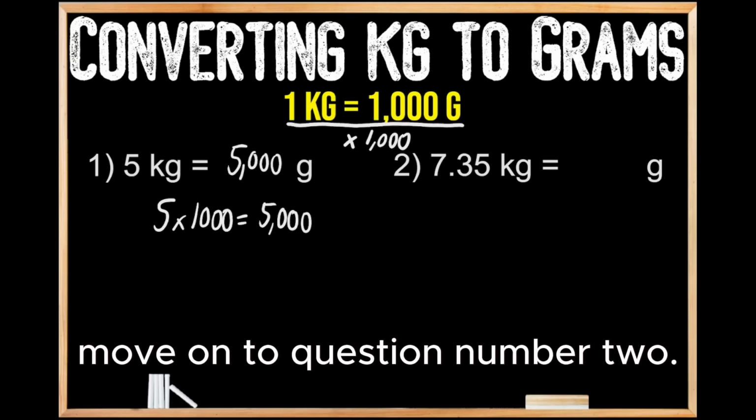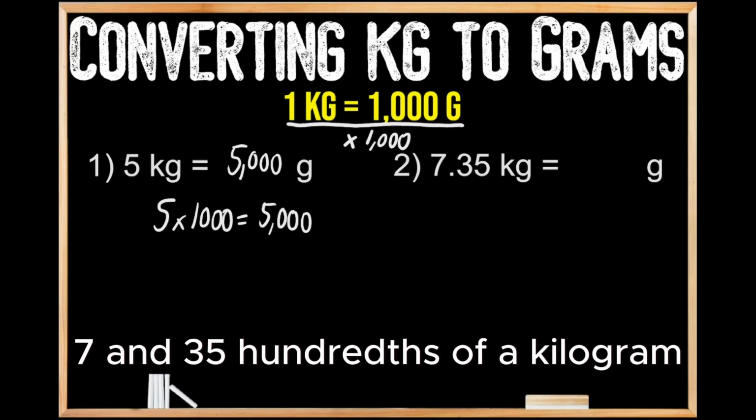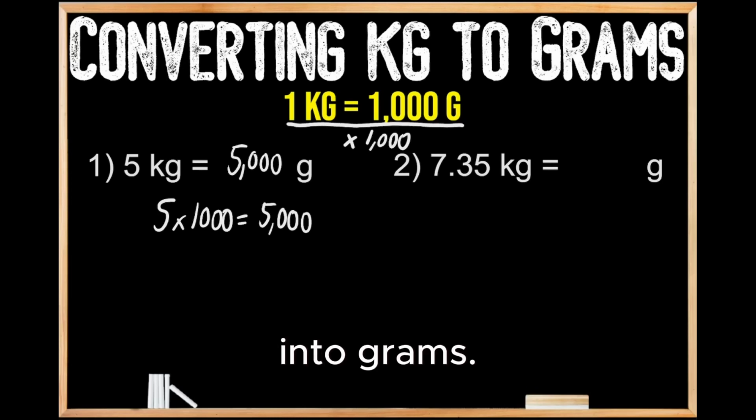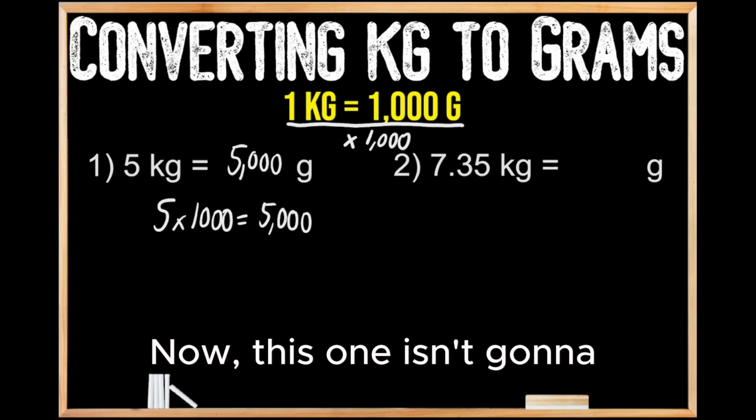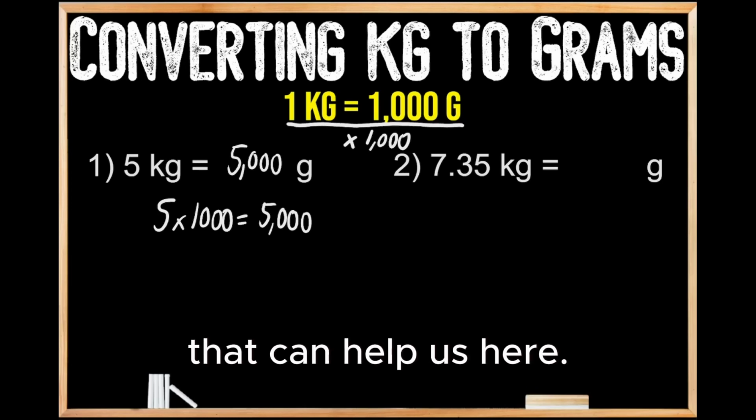So now we're going to move on to question number 2, where this time we're being asked to convert 7 35/100ths of a kilogram into grams. Now, this one isn't going to be quite as straightforward as our first question, but there is a little trick that can help us here.